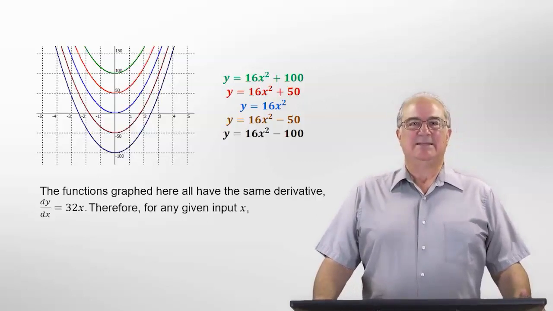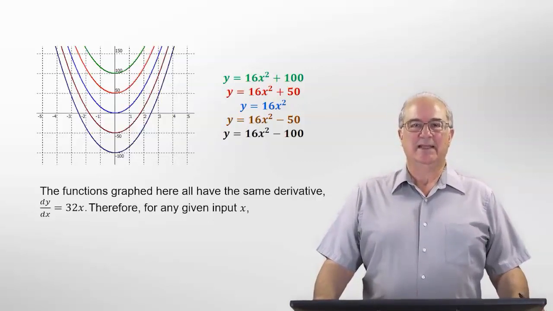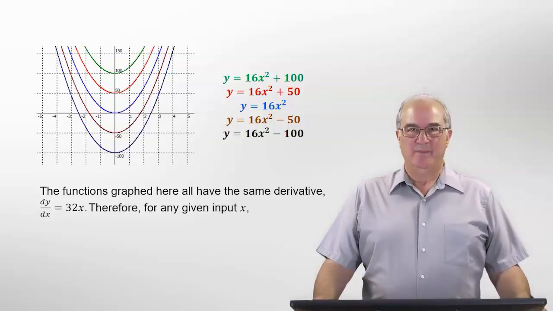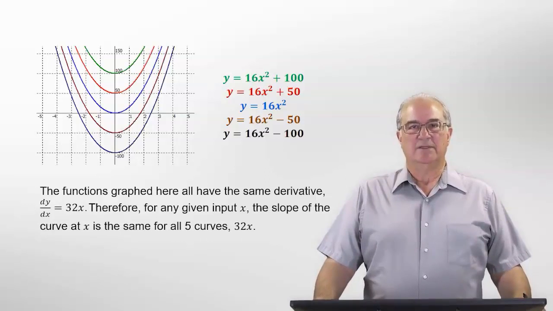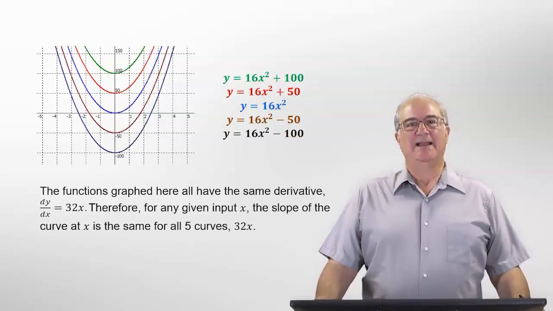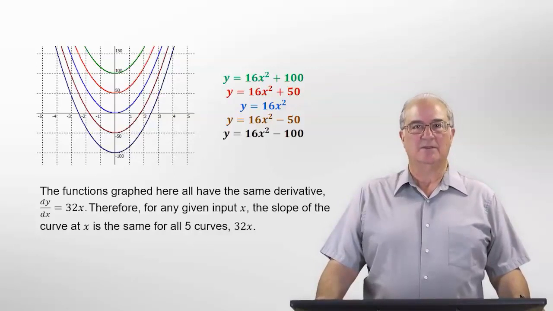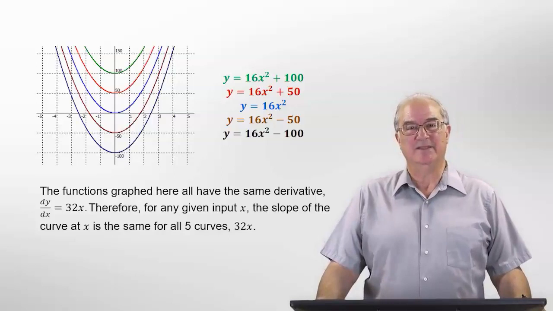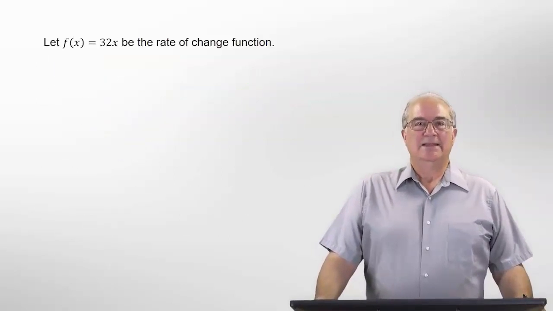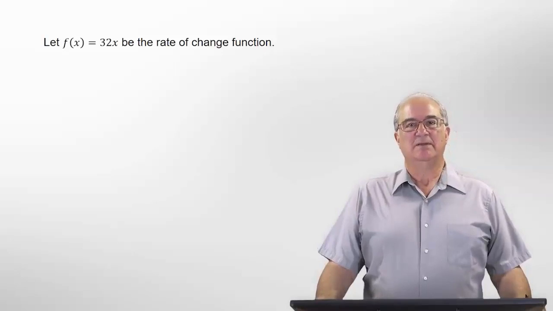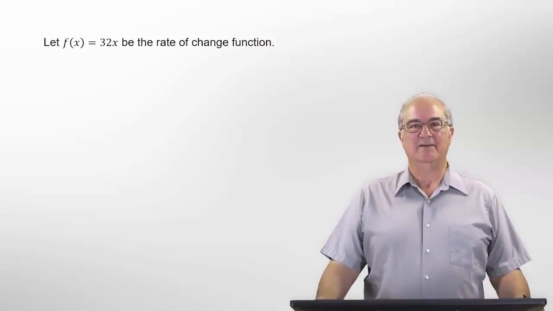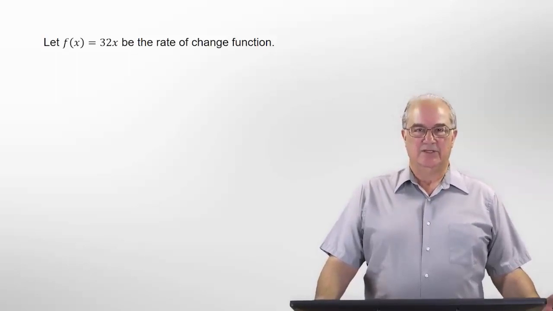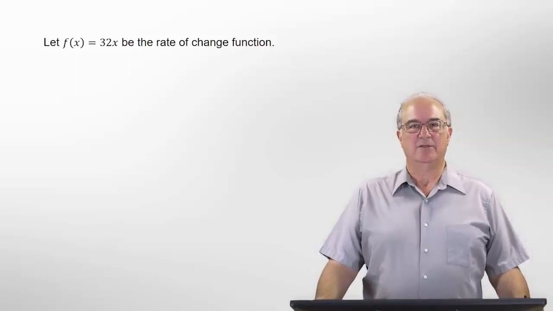What does this coincidence of derivatives tell us? That for any given input, say x, the slope of each of these curves is the same at that value of x, and it is equal to 32x. That's the meaning of the derivative. So let's now think of this function 32x as a function that we'll represent by the lowercase letter f. And let's think of it, as we just discovered for the 5 plotted parabolas, as a rate of change function.